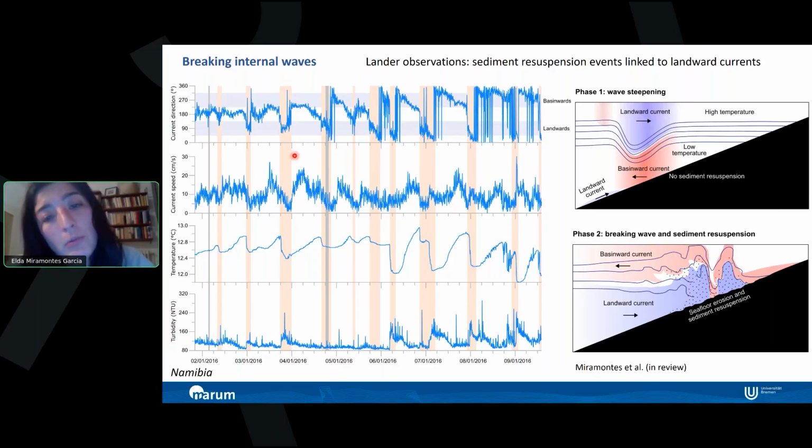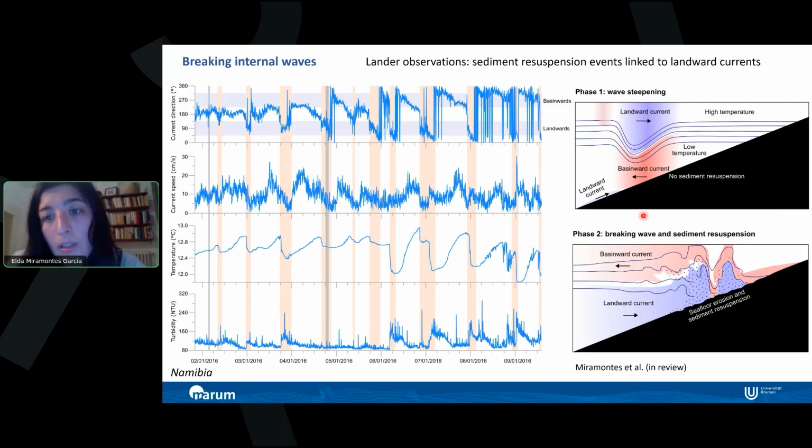So what we interpret from here is that probably this is also related to the interaction with the internal waves, because we are going to have different processes moving, and as we saw in the simulation before, based on previous simulation studies, when the internal wave approaches and breaks, we are going to change the current direction.